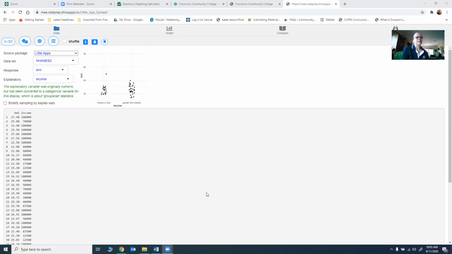Finding out about data sets helps to know more about where the center of the data set is, what the spread of the data set is, and other types of descriptive statistics. As an example, here we have BMI, which is your body mass index, and the explanatory variable would be the income that a person might have. So if you make less than the median, this is your data set. If you make greater than the median, this is your data set.